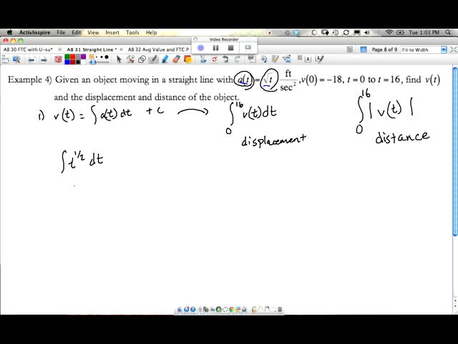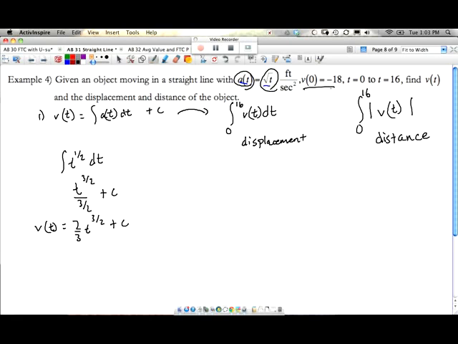So t to the 1/2, the antiderivative is going to become t to the 3/2 when you add 1 to that power, over 3/2, plus c, of course. But that's really 2/3 t to the 3/2 plus c. And that's our v of t.